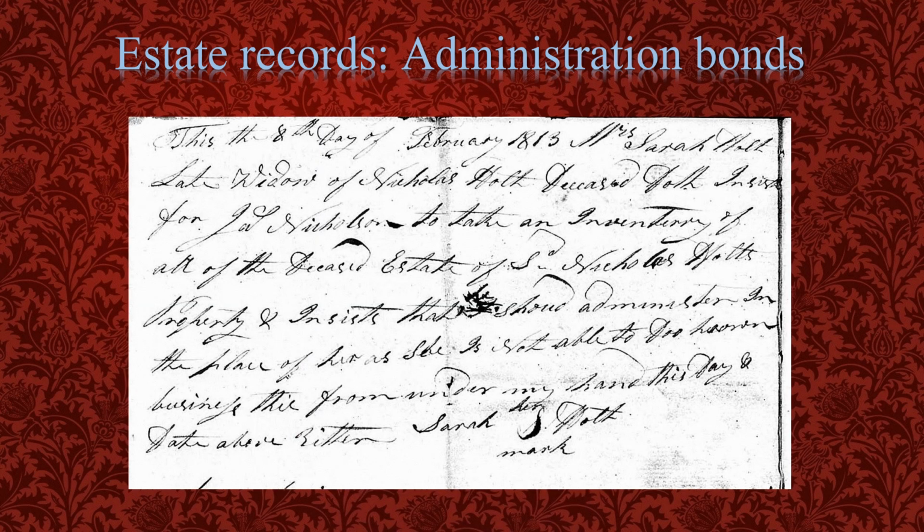And I think you can see her renunciation here. The previous image is the bond executed by the actual administrator that she requested. She nominated James Nicholson to take up those duties, and he accepted by making a bond that was secured by Joseph Clendenin. Sarah Holt's maiden name is unproven. She was the second wife of Nicholas Holt. We know for sure that James Nicholson was not related to Nicholas Holt.